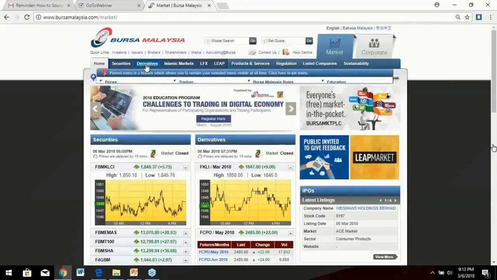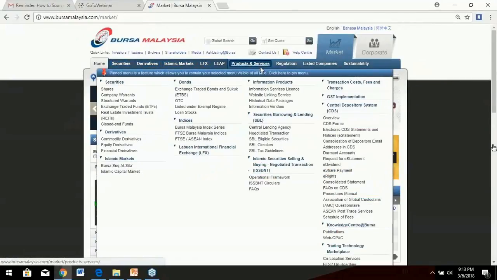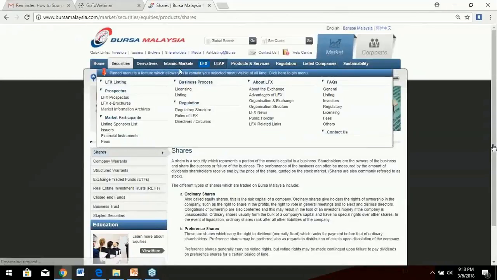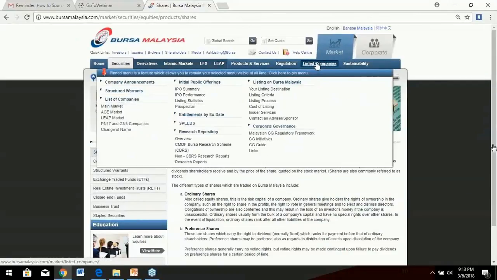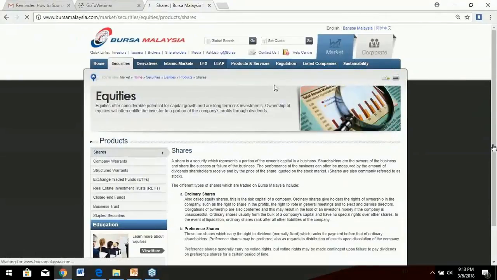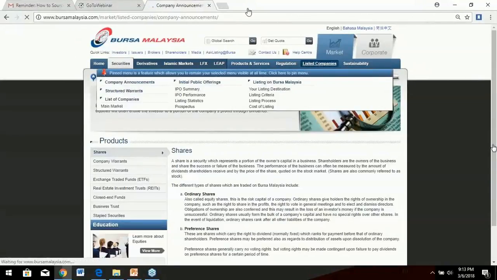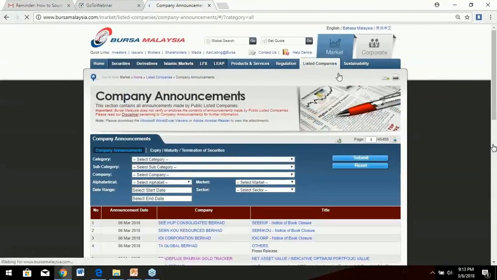You can just go to products and services. Somehow you'll find it. Oh, sorry, not here. It's listed companies. Okay, just click onto listed. Move your mouse to listed companies and just click onto company announcement. And there we have it.